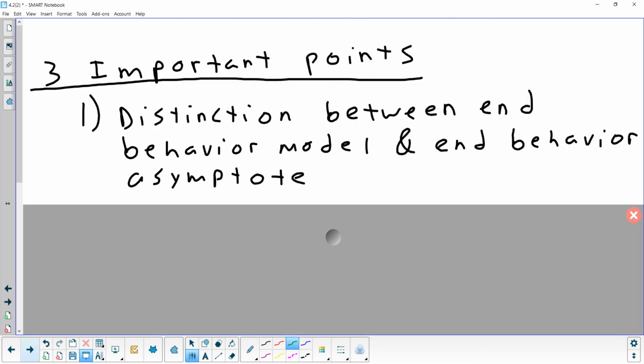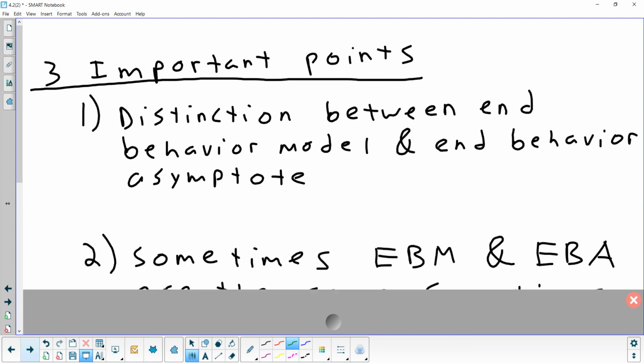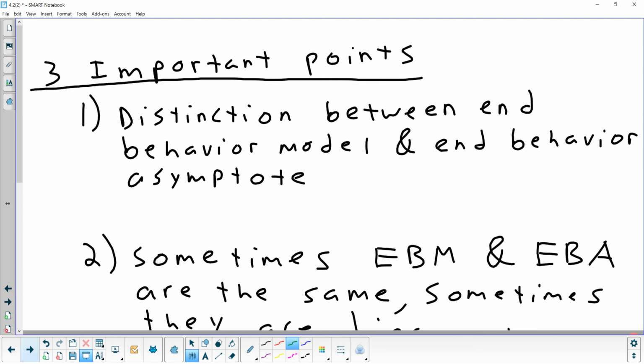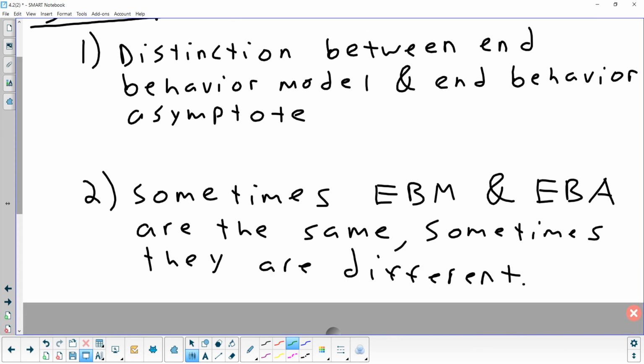So, there's a difference between the EBM and the EBA. The EBM is what we learned yesterday. That's when you take the highest degree term in the top and divide by the highest degree term in the bottom. Sometimes the EBM and the EBA could be the same. Sometimes they could be different. It depends. But the EBA takes a little bit longer to find because you have to do long division or synthetic division.